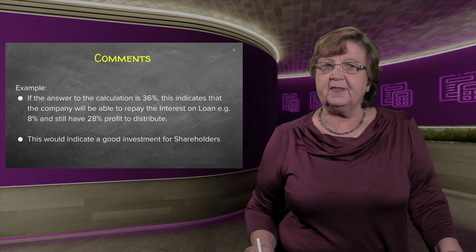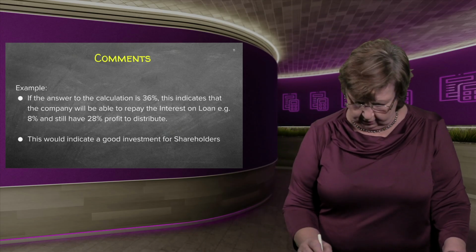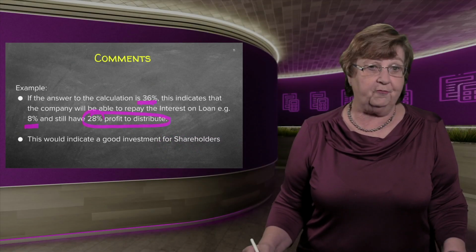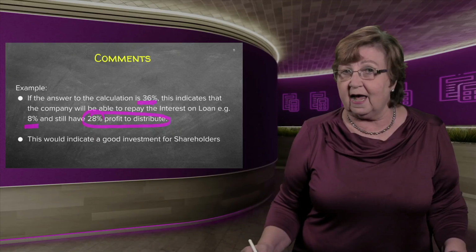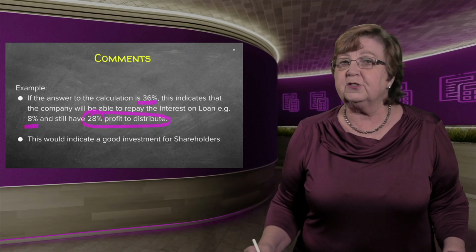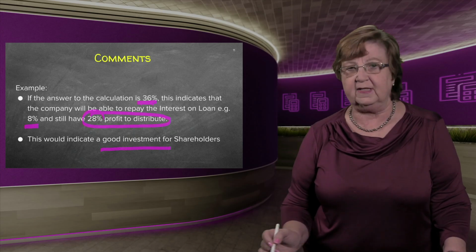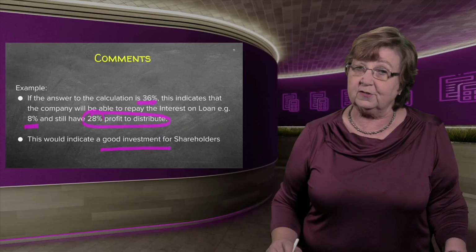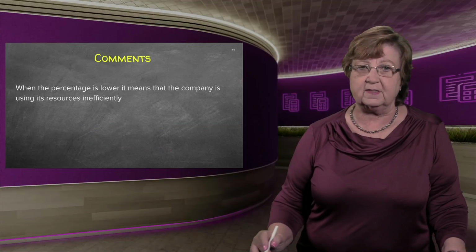Let's go over that again. If the answer to the calculation is 36%, this indicates that the company will be able to repay the interest on the loan of 8% and still have 28% profit to distribute, which is a very good investment, because no financial institution will be offering any of its investors 28% return on their investment. This would indicate a very good investment for the shareholders, and you'd want to leave your money in this company because they are making excellent profits.